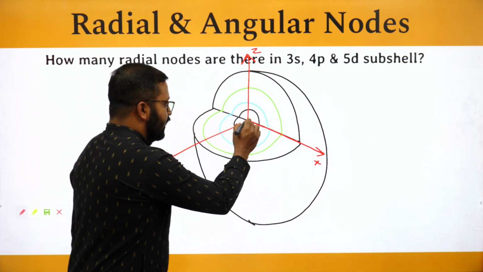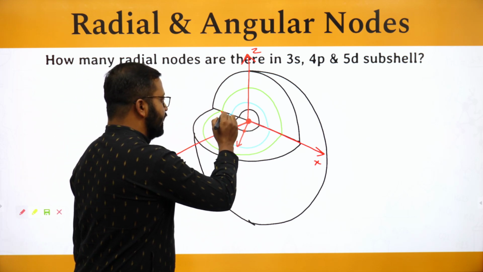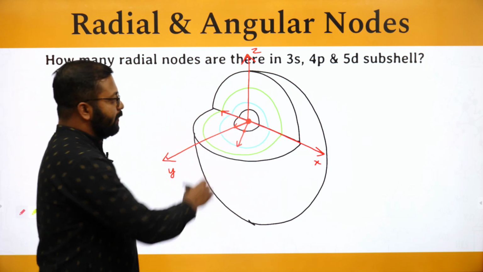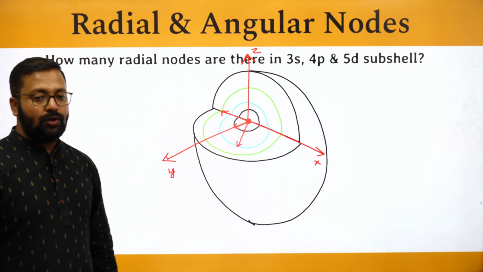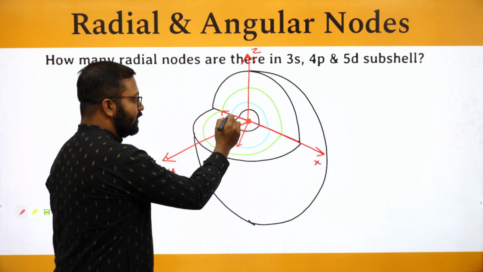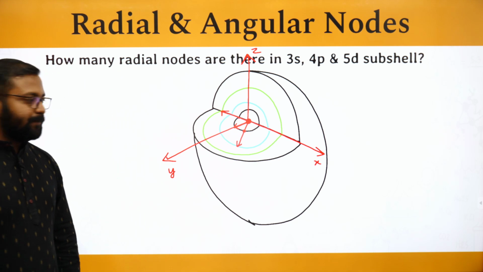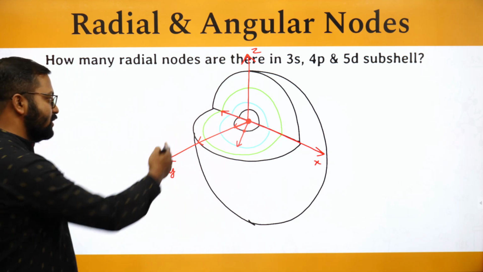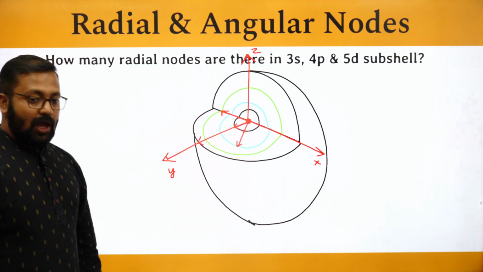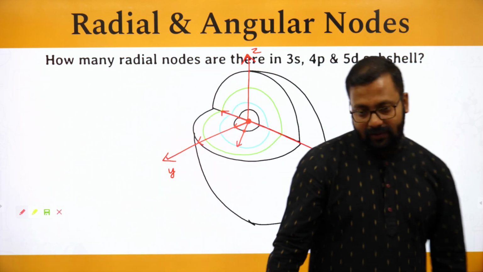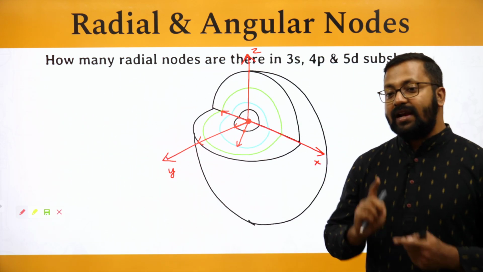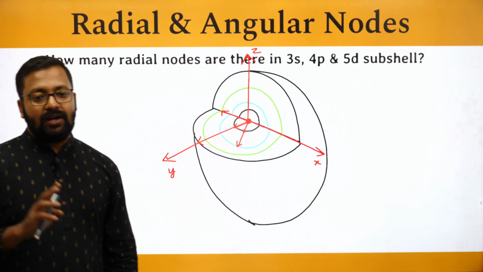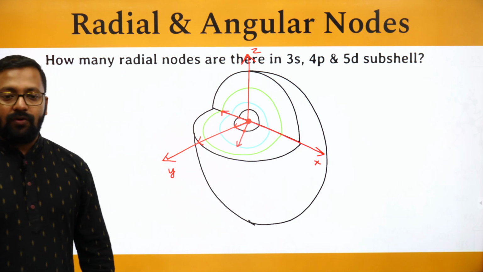To go to the boundary of the green colored sphere, how many did I have to cross? Two, black and blue. To go to the boundary of the largest sphere, I had to cross 1, 2, 3 boundaries. So here is a very important trick. The number of boundaries that you cross is equal to the number of radial nodes.